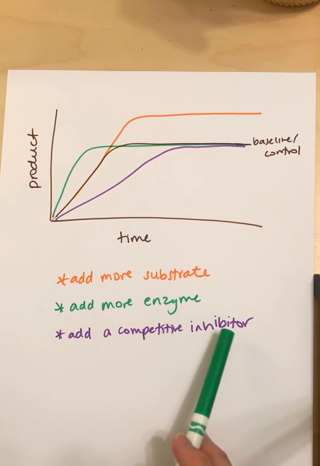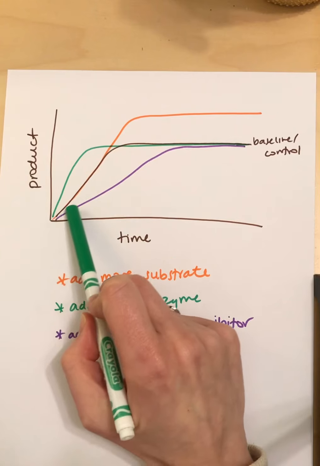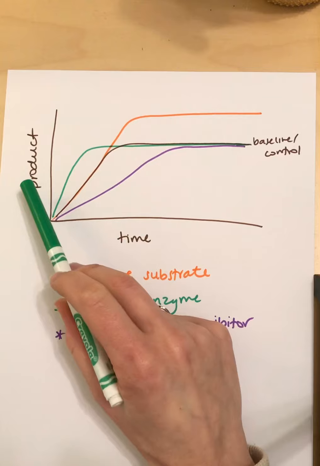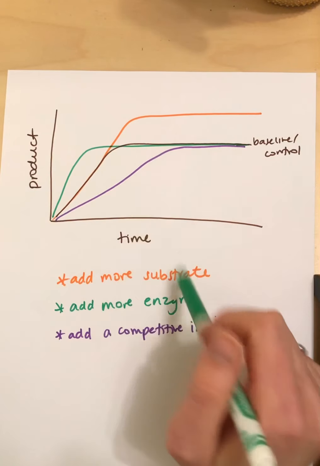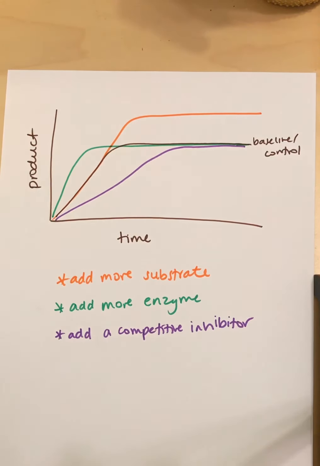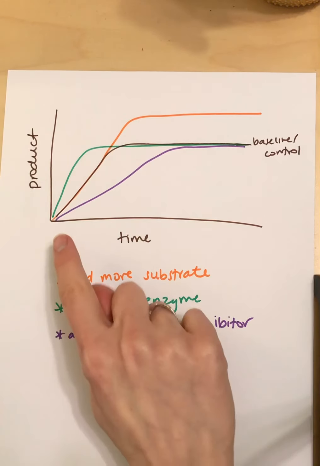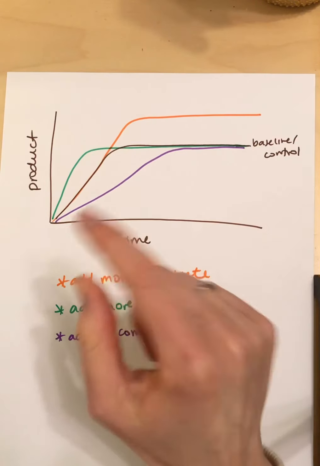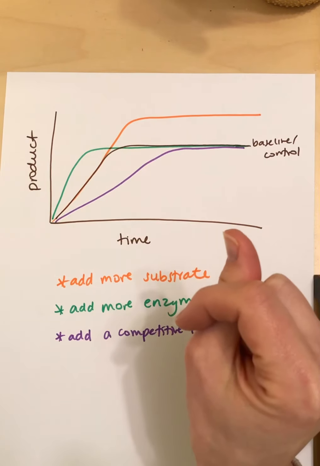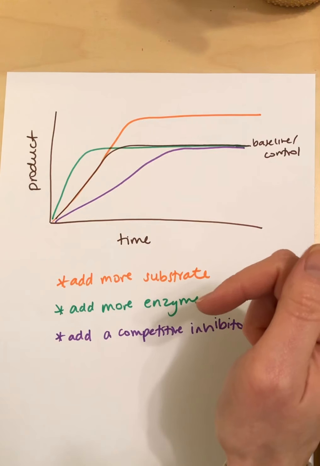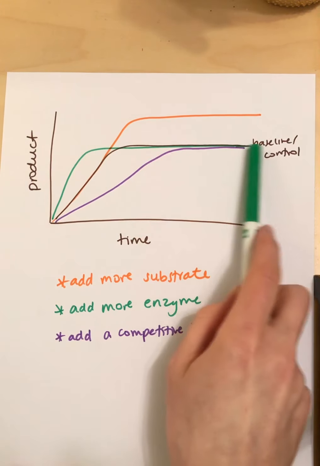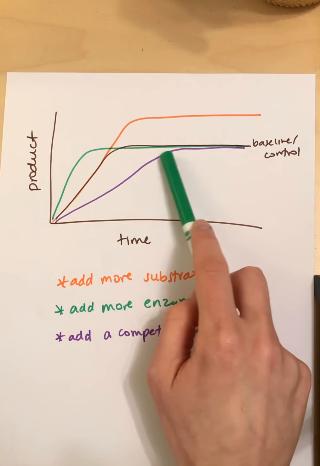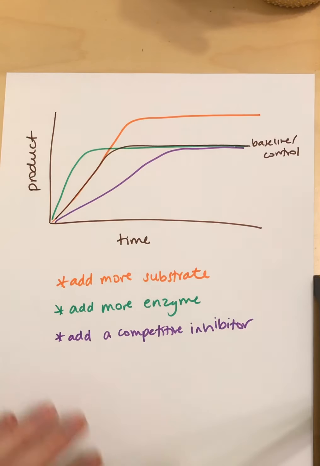If we added a competitive inhibitor, you would see a lower slope or a decreased slope in the amount of time that it takes product to be formed, because the inhibitor would be preventing the enzyme from doing its job, and so it would take longer for that product to accumulate because it would be taking longer for the enzyme to have the substrate in its active site to make the substrate into the product. But again, you'll notice that it reaches the same peak because we didn't change the amount of substrate in that case. We were just changing how effective the enzyme was by adding an inhibitor.